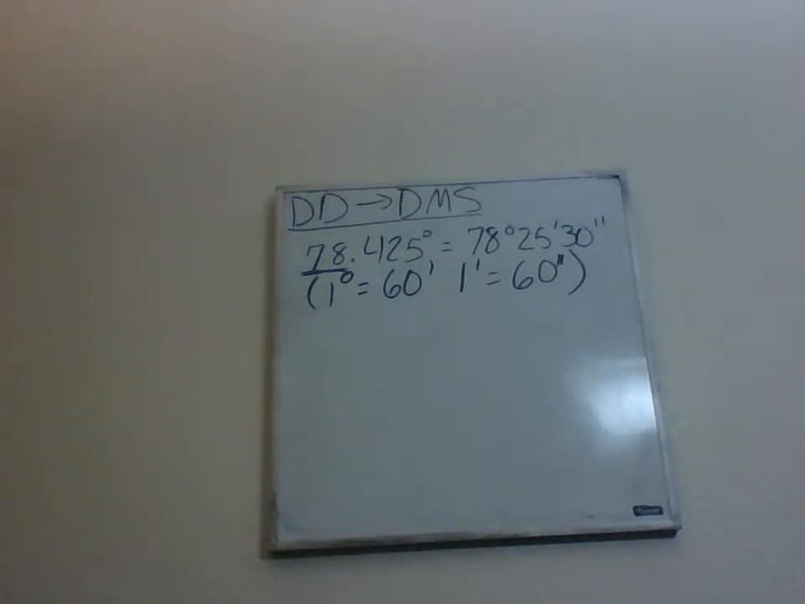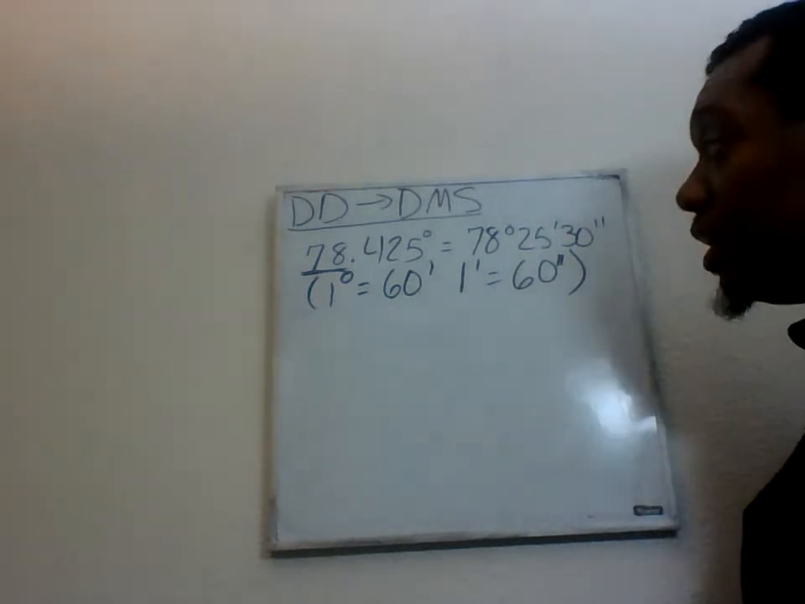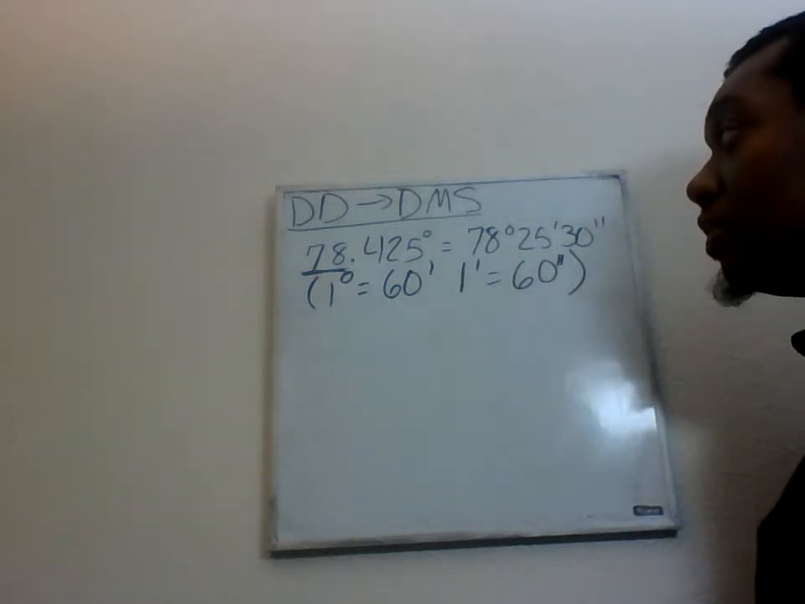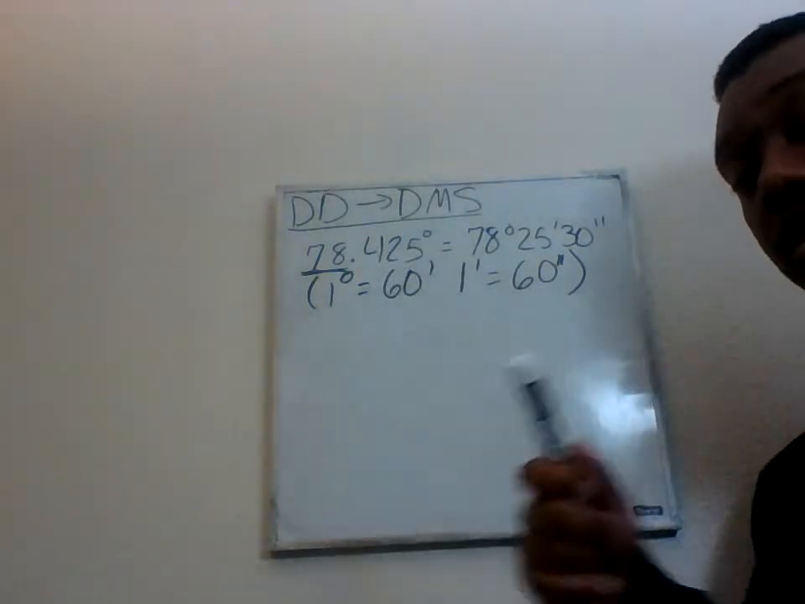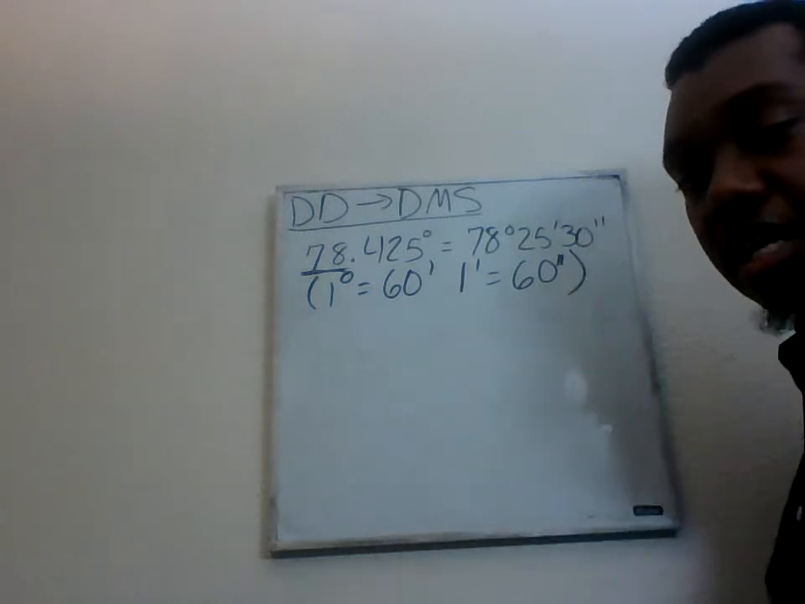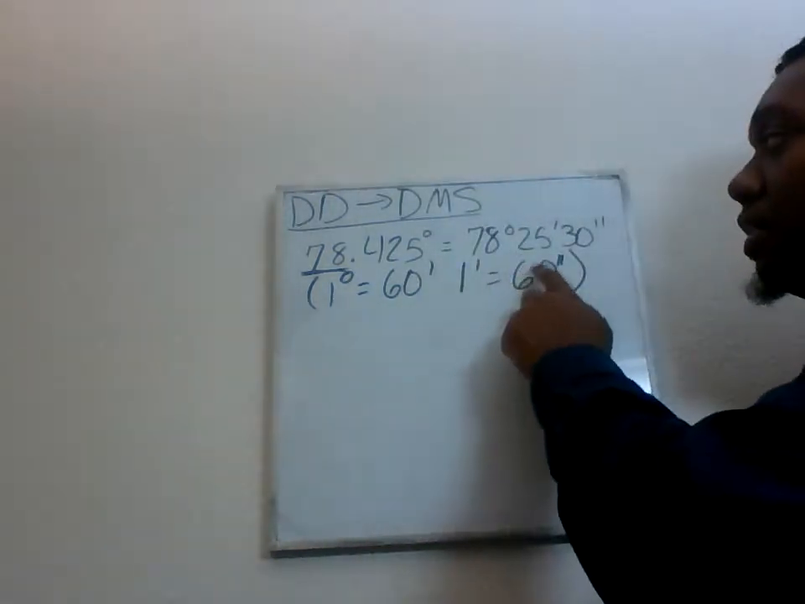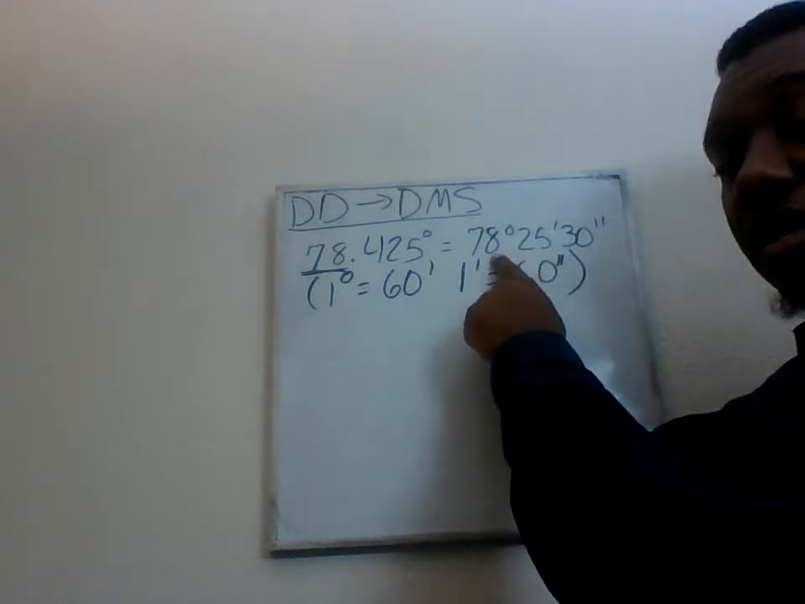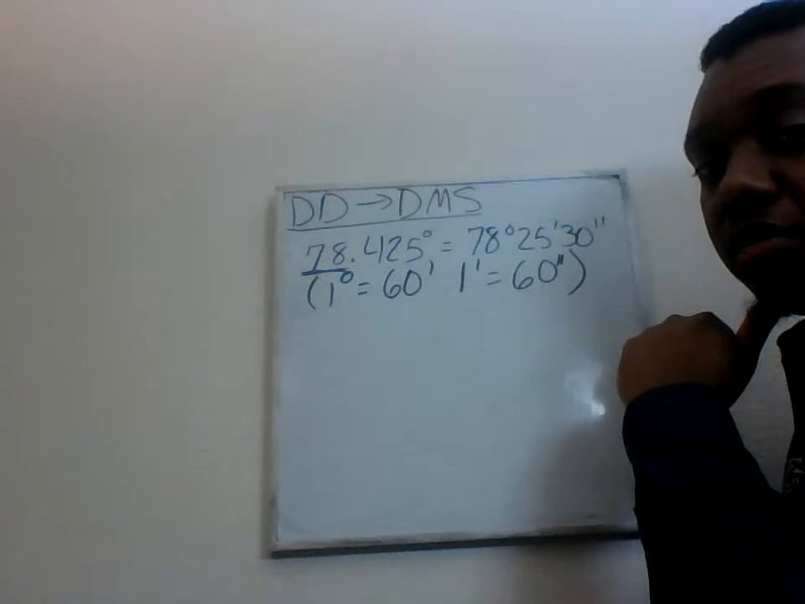All right, so here we go. 78.425 is the number of degrees that we expect to get here. We're going to start off with 78 degrees, 25 minutes, and 30 seconds. I know that this is 78 whole degrees. So I know that that's going to be my whole number in my answer over here.